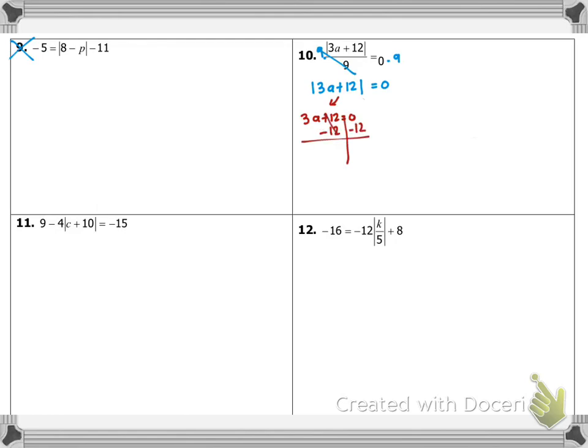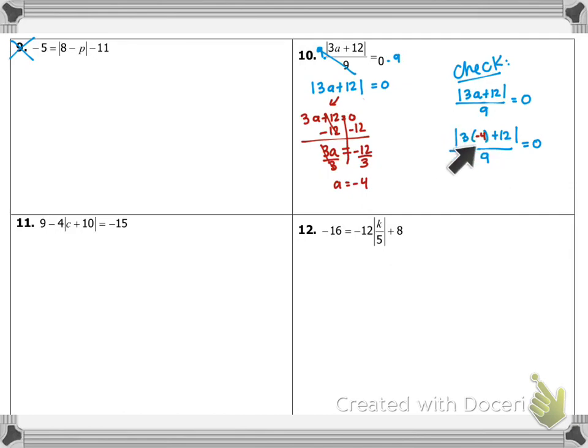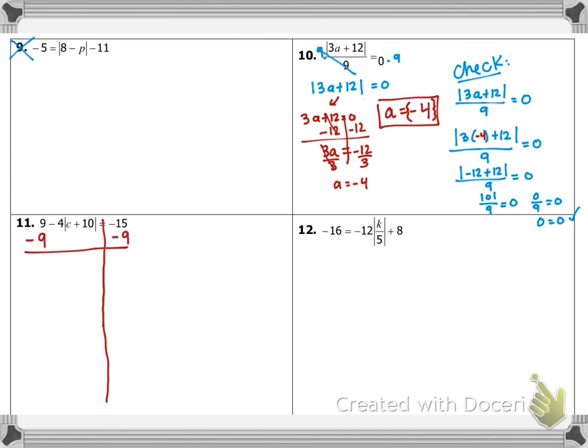So minus 12. So 3a equals negative 12, divided by 3, and a equals negative 4. And now we're going to check it. So we're going to plug negative 4 into this equation wherever we see a. So 3 times negative 4 plus 12 over 9 equals 0. Order of operations, we have to multiply first. So 3 times negative 4 is negative 12. And then negative 12 plus 12 is 0. And the absolute value of 0 over 9 is just 0 over 9, which does equal 0. Remember, when the 0 is on top of the fraction, it always equals 0. So that's a true statement. So we just have one answer.